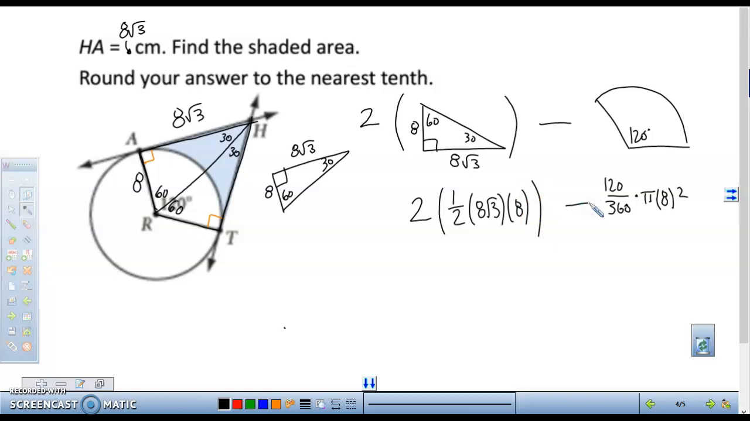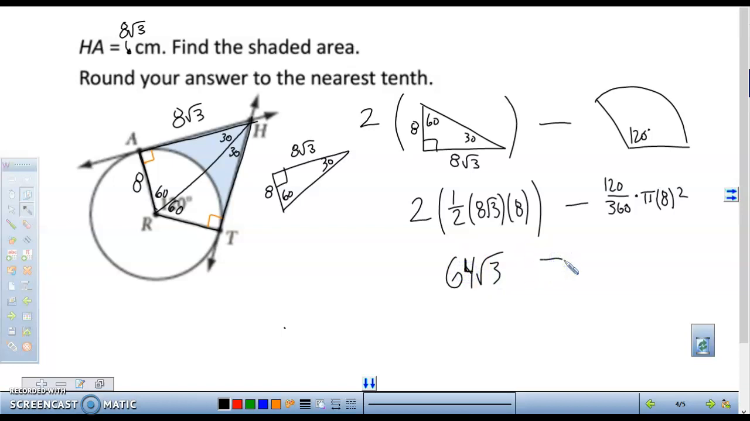So this kind of reminds me of the last chapter where we needed to make a plan. So I kind of cut this figure out. I'm going to find the area of both those triangles, subtract the sector, and what's left is that shaded region. So here we go. 8 times 8 is 64. Half of that is 32. Times 2 is 64 root 3. Before we got a little gross there.